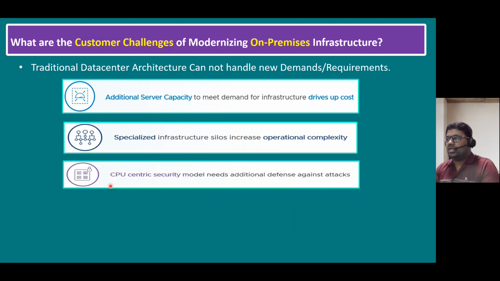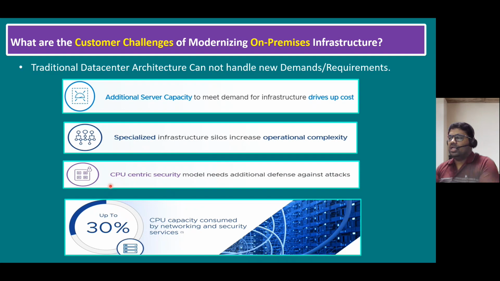And in addition to that, recently Gartner and IDC reviewed the survey, and based on the survey result, what they are saying is up to 30%. If you take on average any workload cluster running with multiple ESXi hosts within that cluster, 30% of CPU capacity is consumed by networking and security services.